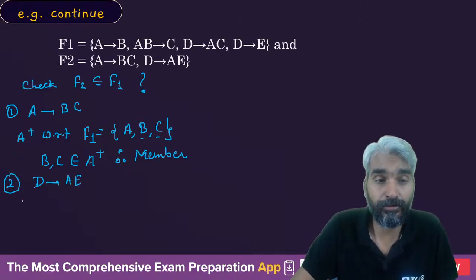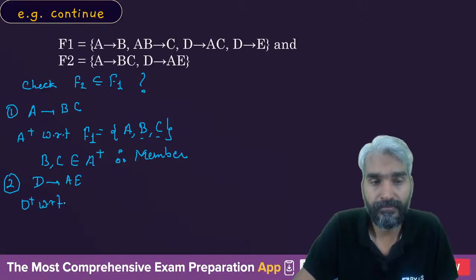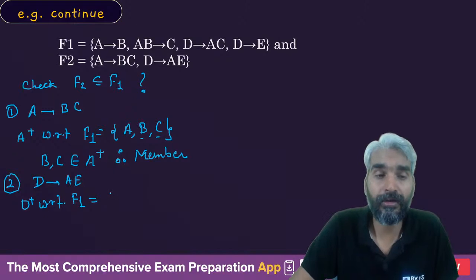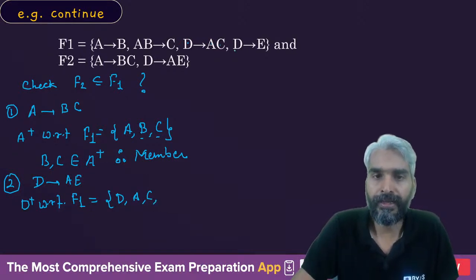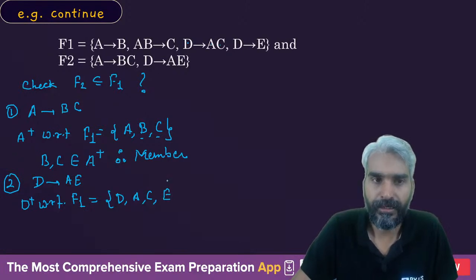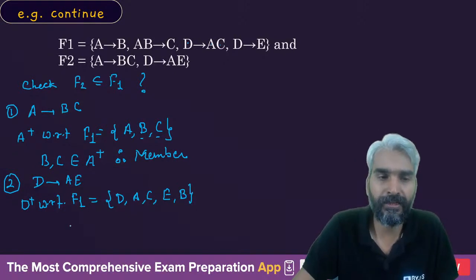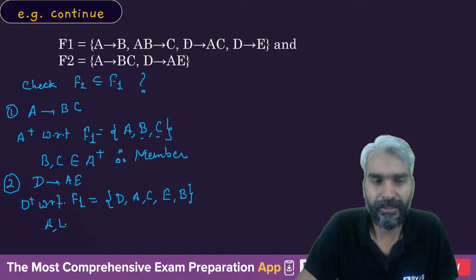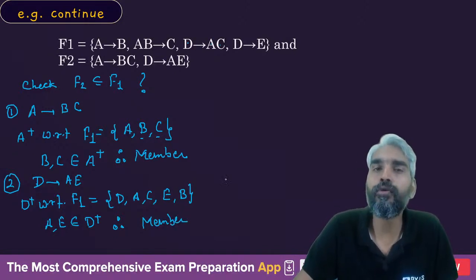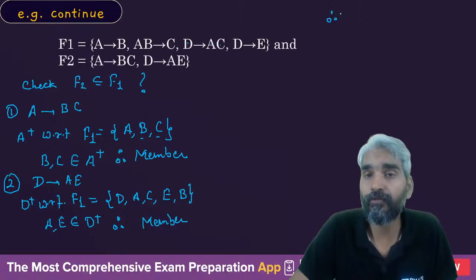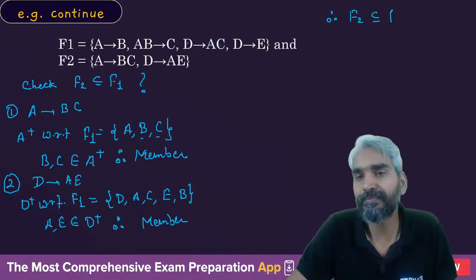So, what will be D closure with respect to F1? D closure with respect to F1 will obviously contain D. Now, from D you can calculate A and C. From D you can also calculate E in F1, and from A in F1 you can determine B. So, all the attributes are determined. A as well as E are members of D closure, therefore member. So, both the FDs of F2 are members of F1, therefore F2 is also a subset of F1.